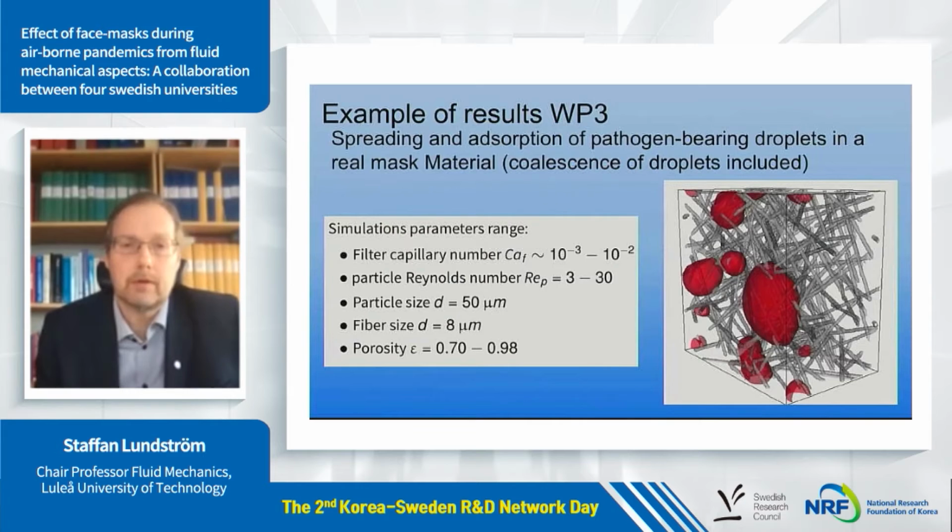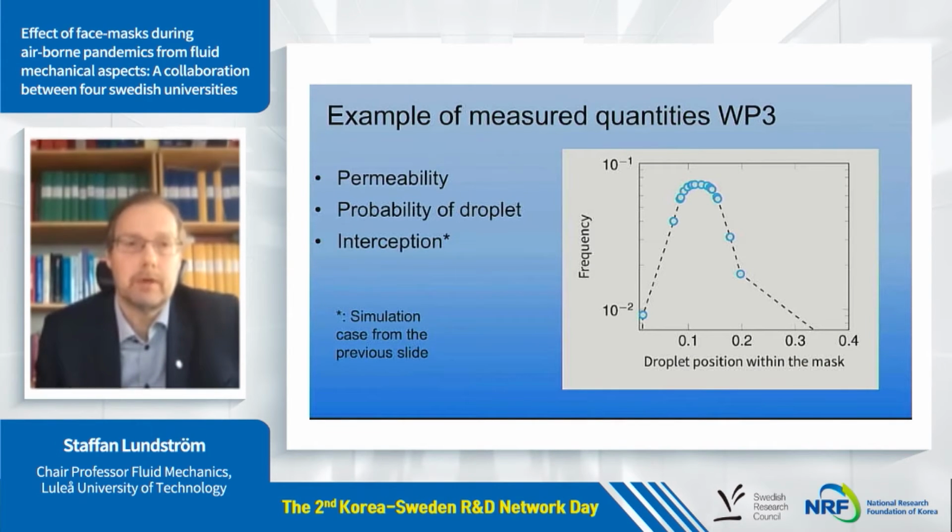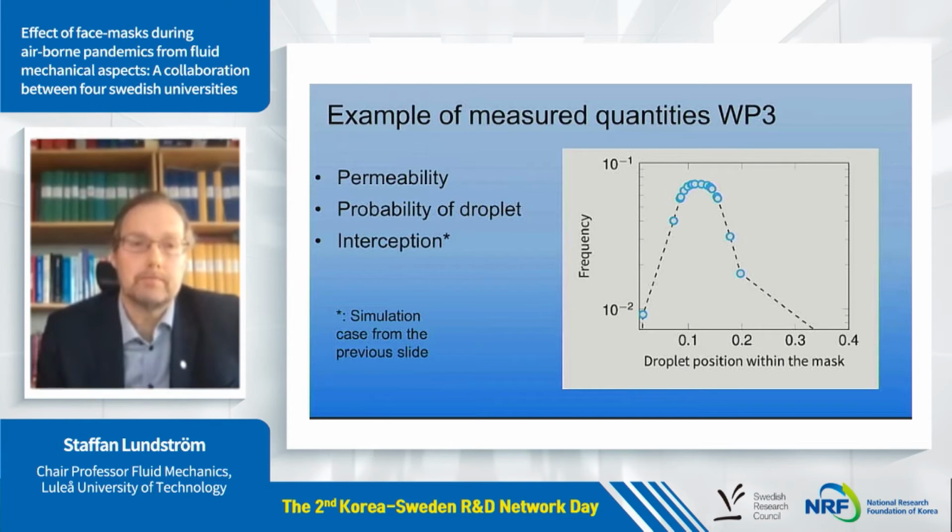So here is how the simulations could look, where we use this Lattice-Boltzmann method, where we can really follow droplets moving through fiber networks, which in this case is a protective mask. And we can do this for a certain size of all these droplets. So what can the results be? That could be the permeability, the resistance or the ease of the flow, how easily the air goes through the mask, the probability of droplets being captured within the masks, as shown here in this diagram, and also how droplets move together or intercept, so to speak.